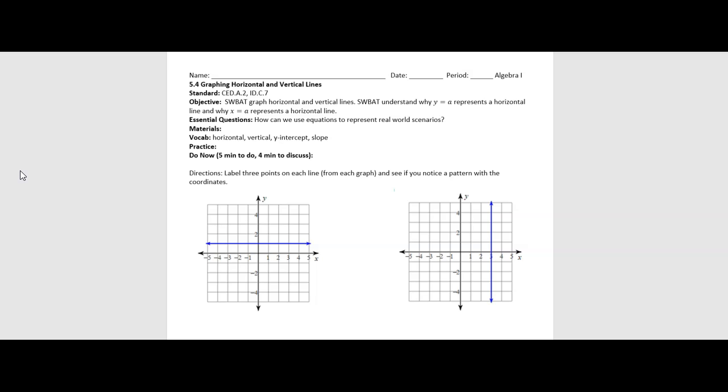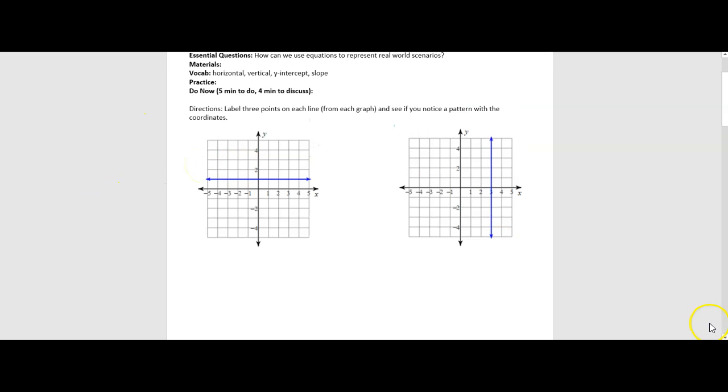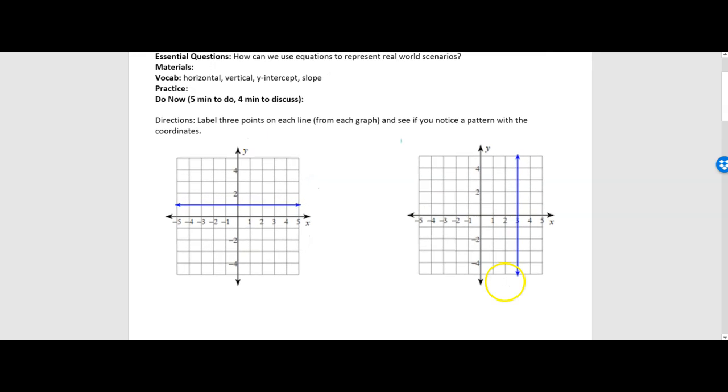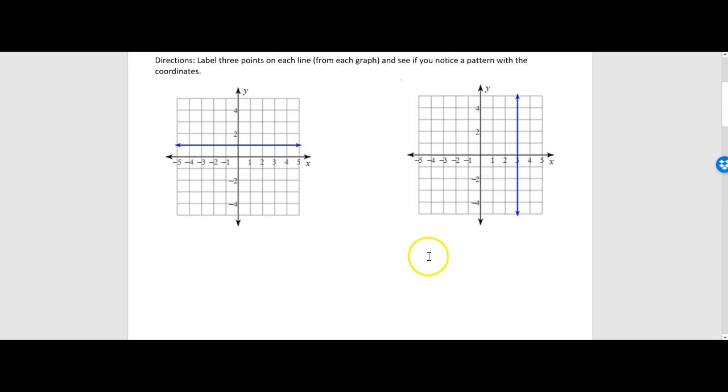This will be hopefully a rather short lesson, but it is important because these questions do pop up every now and then. To start off, you're going to label 3 points on each line. We have a horizontal line on the left, we have a vertical line on the right. Label 3 points with their coordinates and see if you notice a pattern.